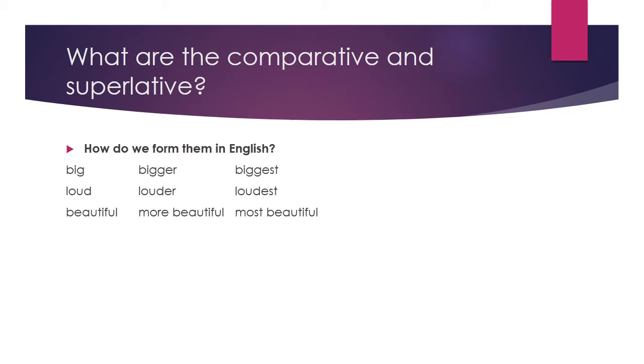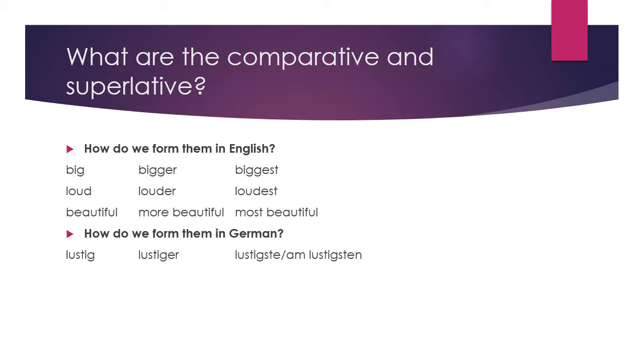Let's have a look at how we do it in German, and it's a little bit more straightforward, believe it or not. For most adjectives in German, you simply add the ER and an STE for the superlative. So for lustig, funny, we say lustiger for funnier, and lustigste or am lustigsten for our superlative. Now the reason we have two is that, as you know, German adjectives need an adjective ending depending on where they are used in a sentence.